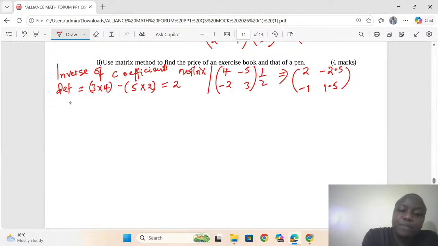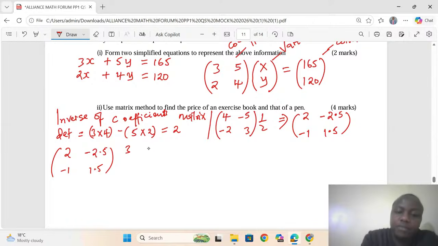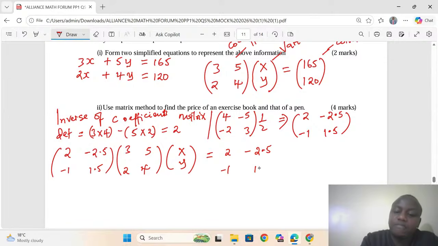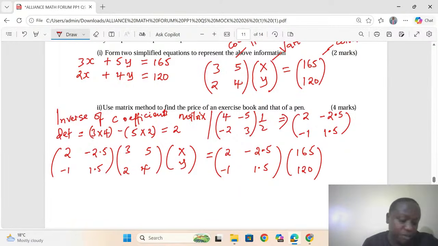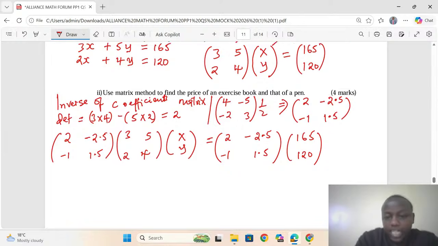All right. So now we pre-multiply 2, -2.5, -1, 1.5. Then now we multiplying 3, 5, 2, 4. This is xy equals to, we start with the meaning of pre-multiplication. When you order them differently, they will not be compatible for multiplication like that. You see now? That is pre-multiplication.